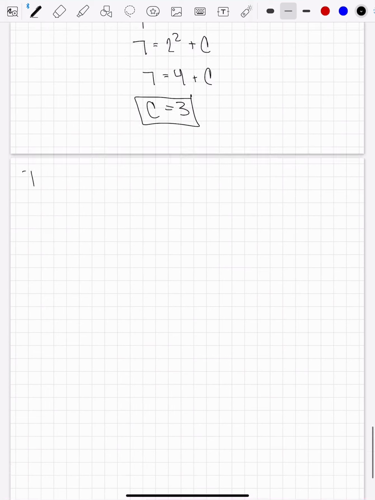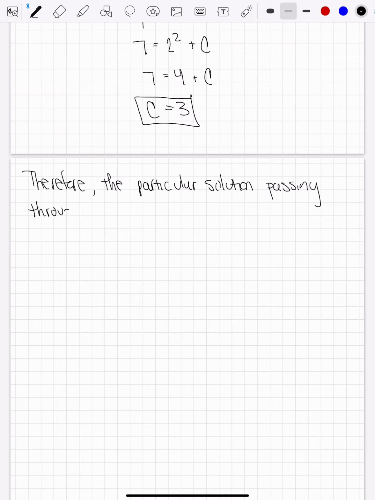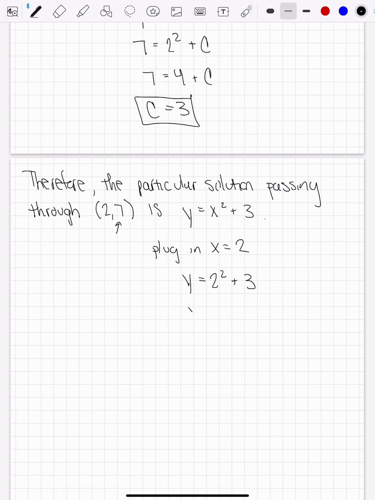So therefore, the particular solution passing through (2, 7) is y equals x squared plus 3. And if we wanted to check this, we could plug in x is 2, and what we should get out is y is 7. y is 2 squared plus 3, so y is 4 plus 3, which is 7.